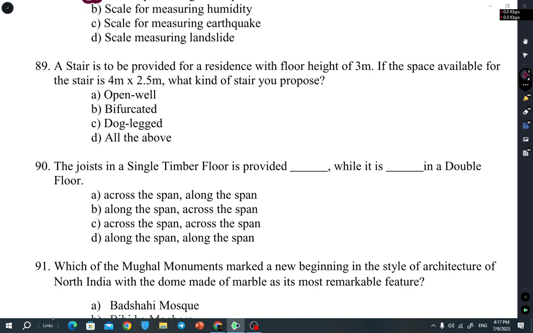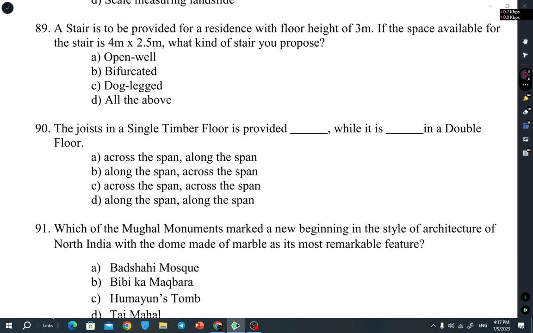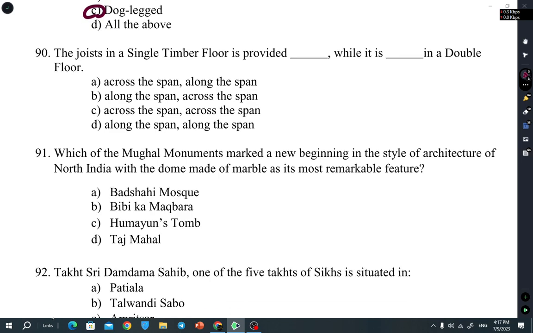A stair is to be provided for a residence with floor height of 3 meter. If the space available for the stair is 4 meter into 2.5 meter, what kind of stair you propose? Dog-legged. The joisters in a single timber floor is provided along the span while it is across the span in a double floor.